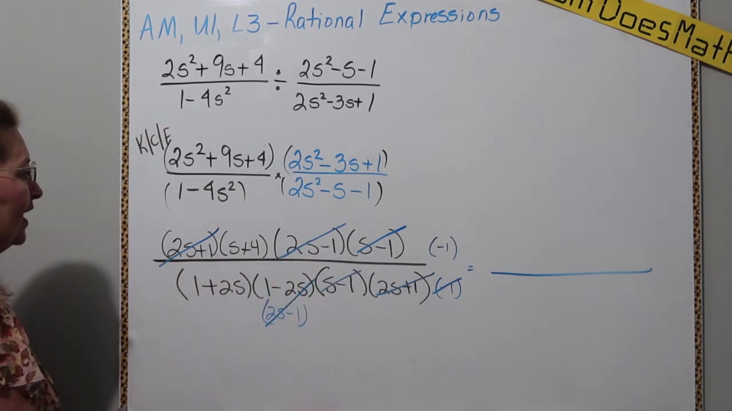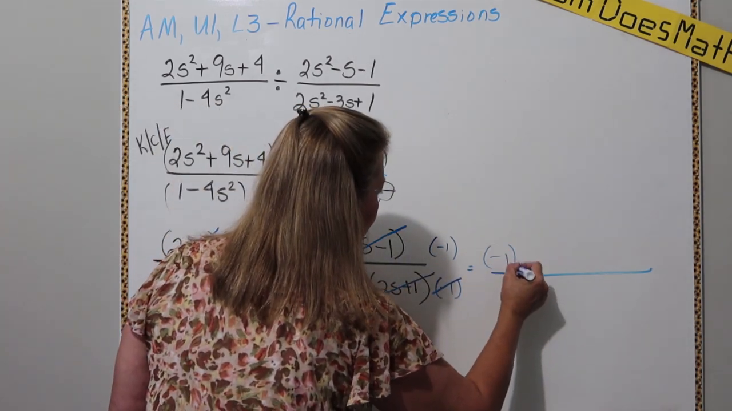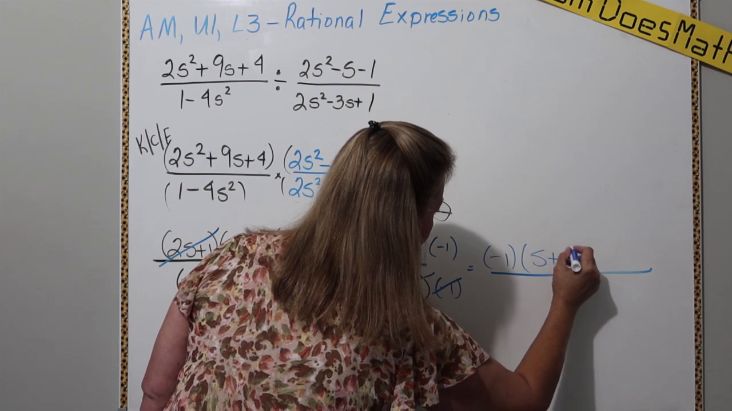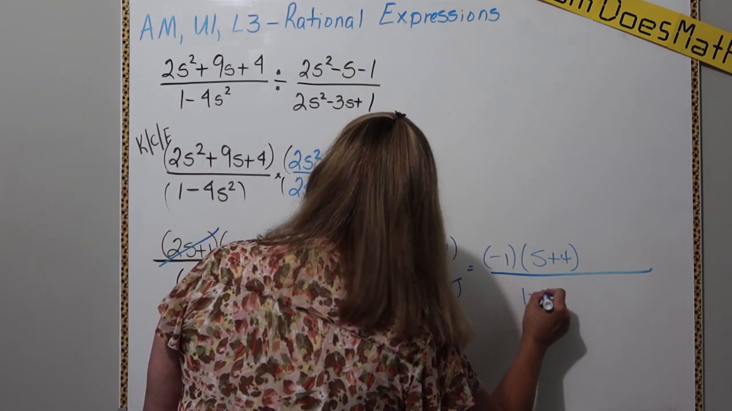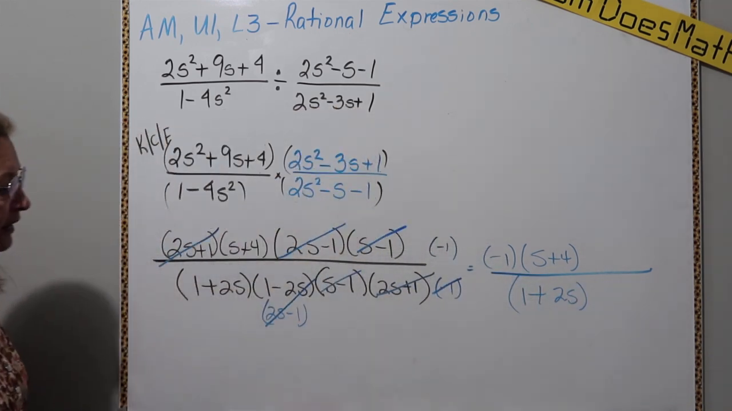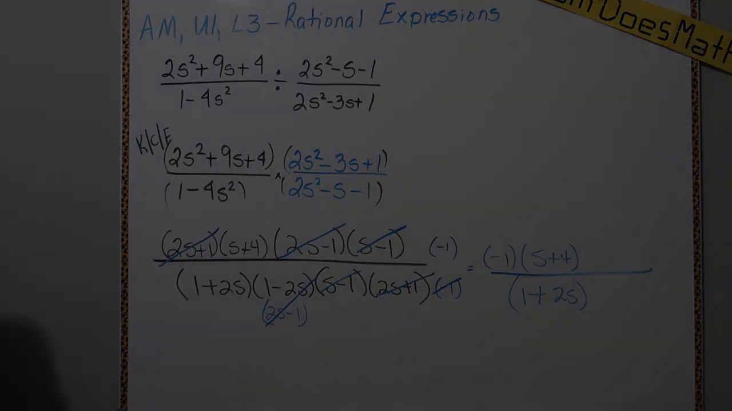Okay? So what do we have left over? Well, we have that negative 1, and we have this s plus 4. Then down here I have 1 plus 2s. And nothing else will cancel. We've used up everything, so you're good to go on that one.